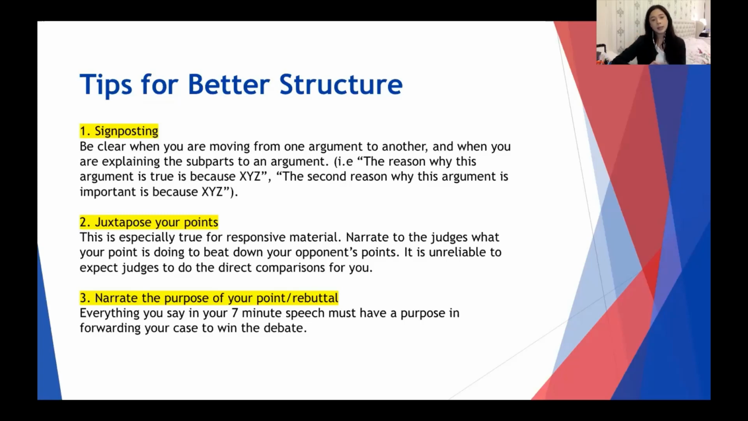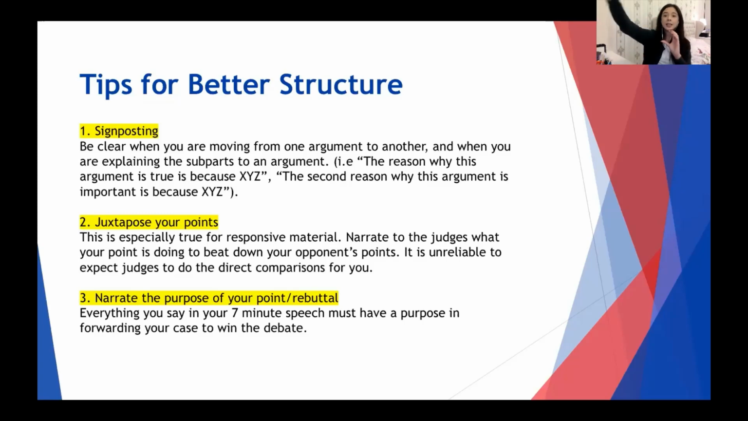So what I mean by this is that narrate to the judges what your point is doing to beat down your opponent's arguments. So for example, if you have a rebuttal and that rebuttal is meant to bring down very specific points from the opposition, as you are going through that rebuttal, tell the judge, this is why when side opposition said, and then summarize the claim that they are making, it doesn't stand because of reasons 1, 2, 3.